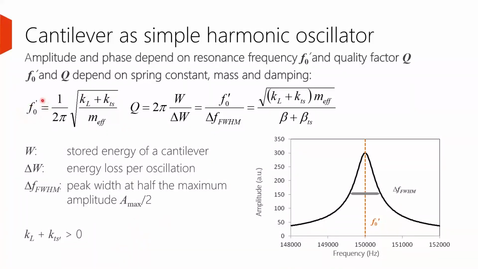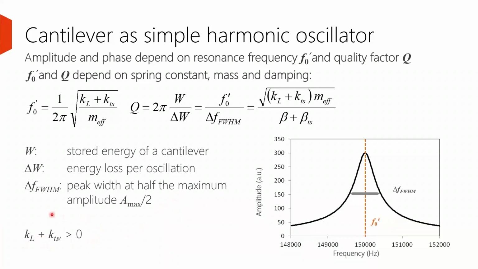If you work this out, you can get a resonance frequency, which depends on the total spring constant and the effective mass. And you get a so-called quality factor, which is the ratio between the stored energy in the cantilever and the energy loss per oscillation. This is also equal to the resonance frequency divided by the full width half max of the oscillation peak. Now the left is of course difficult to measure: how much energy do I store in a cantilever during excitation? But these two values we can easily measure, and that it depends on the spring constant, the mass, and on the damping.